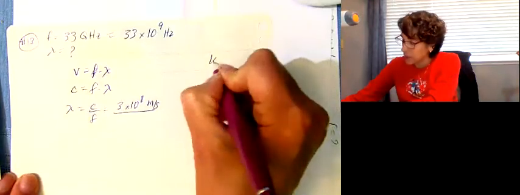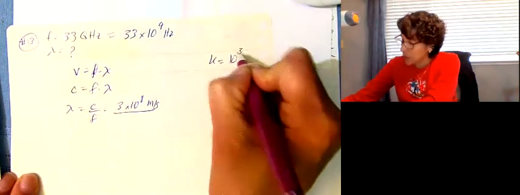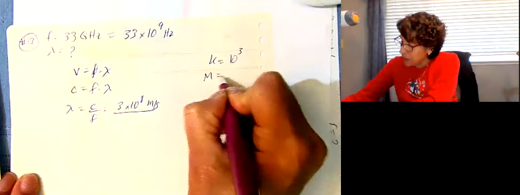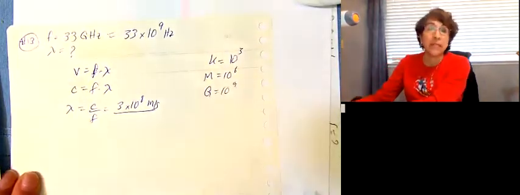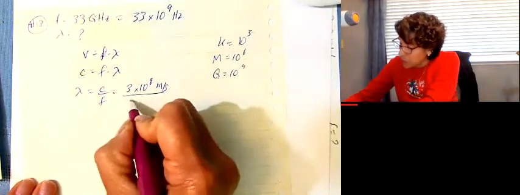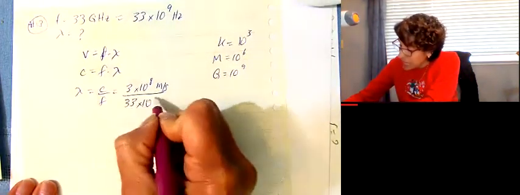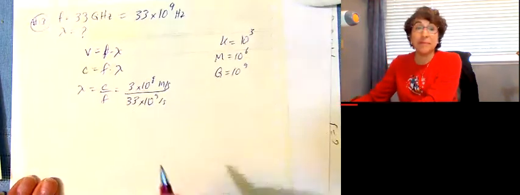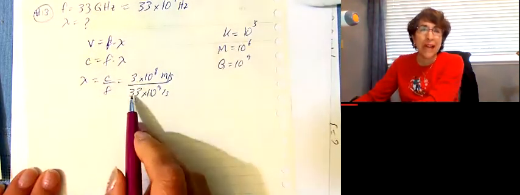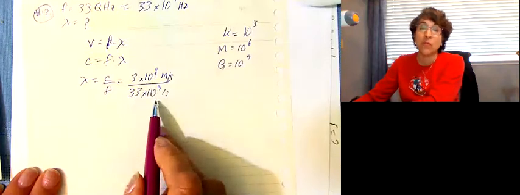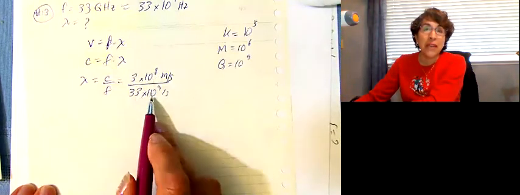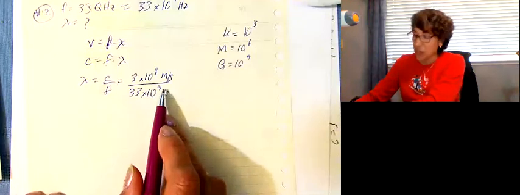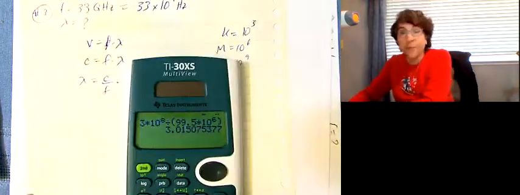Again, kilo is 1,000, 10 to the 3. The next one is mega, 10 to the 6th, and the next one is giga, 10 to the 9th, a billion. So I have to put 33 times 10 to the 9th per second. So this is 1/11th times 10 to the negative 1. See how I did that? 3 divided by 33 is 1 out of 11. Then 10 to the 8th divided by 10 to the 9th is 10 to the negative 1. All right, let's do it the long way here.